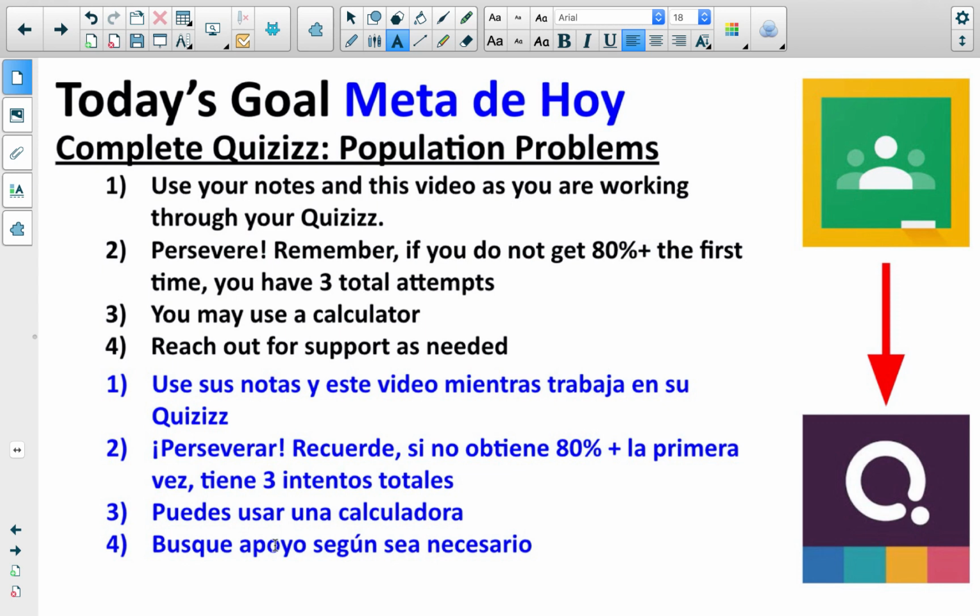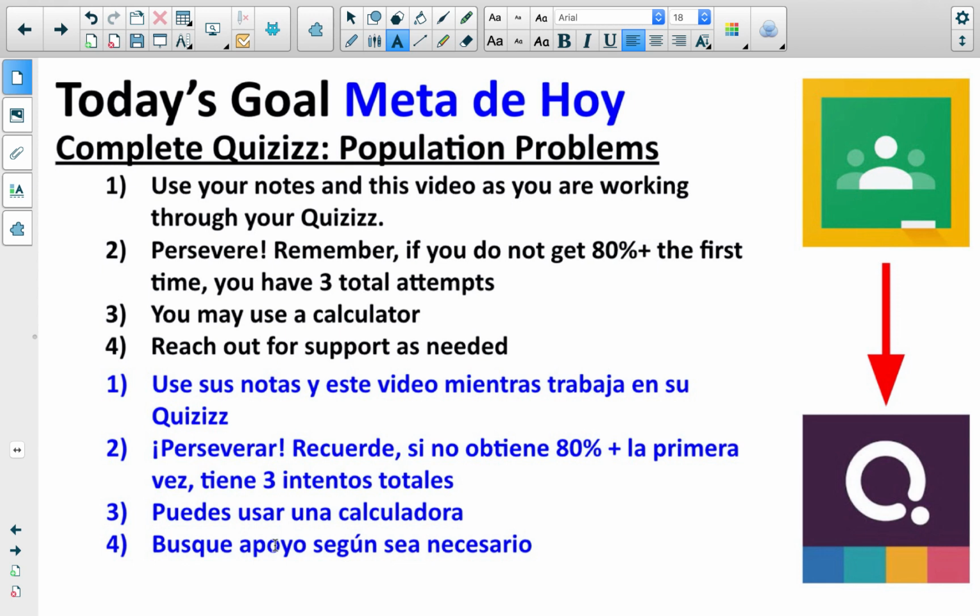What some of you are doing is you are taking it one time, you're getting a very low percentage on easier ones than this, and you're not doing it a second or third time. That's unacceptable. You have 3 attempts. So if you do not get that 80% the first time, or even if you get 80%, you feel like you can do better, do it again. You have 3 attempts. Don't ever settle, okay? You can use a calculator and reach out for support as needed.